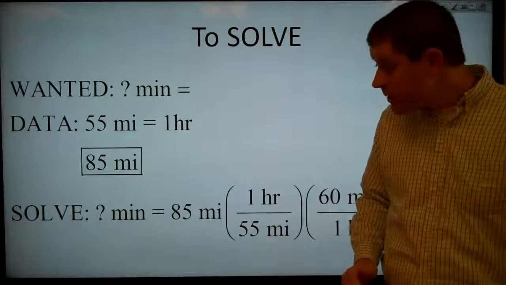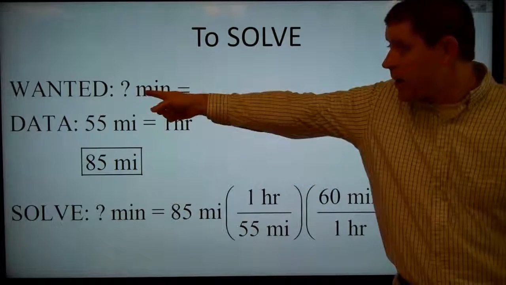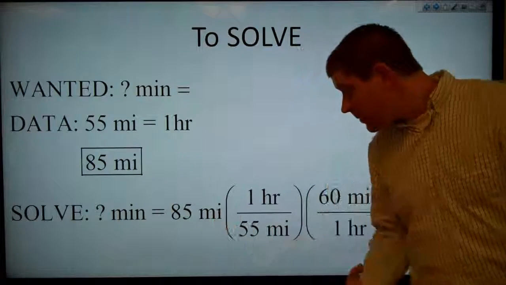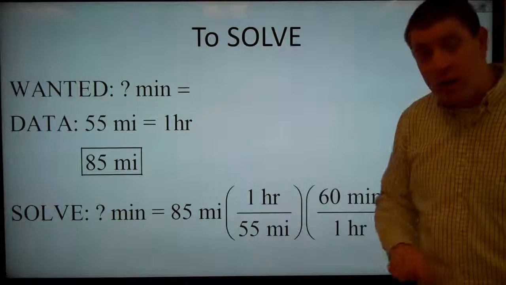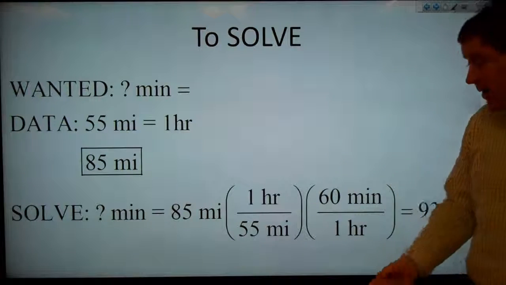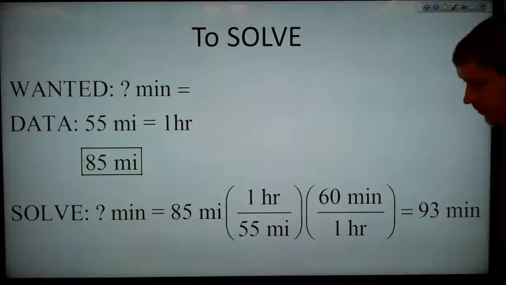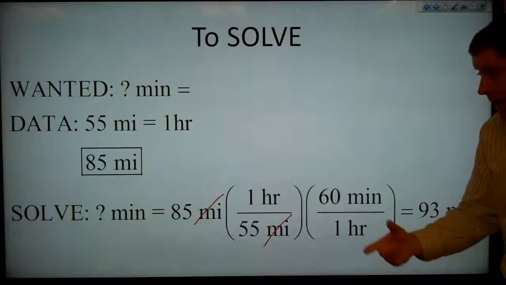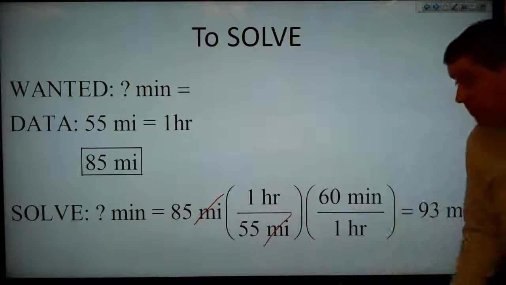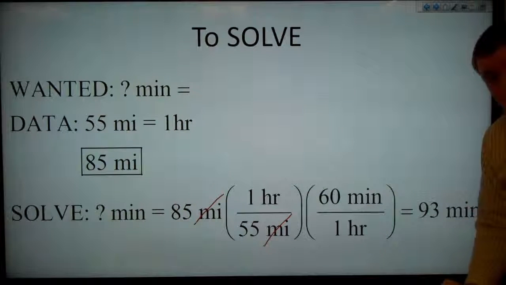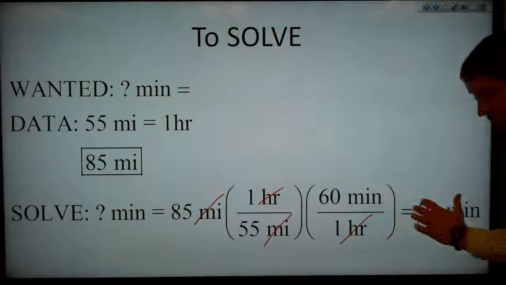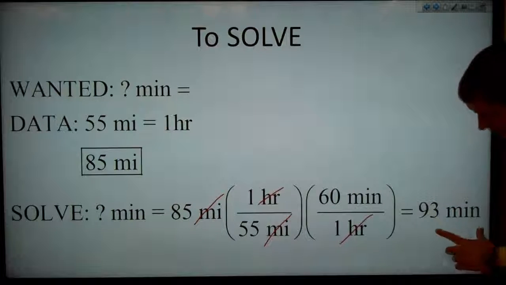So in our solve section, we're going to write question mark minutes, just like we wrote up here from our wanted, equals our given, 85 miles. Now we're going to use our 55 miles per hour, 55 miles equals 1 hour, as our conversion there. And that will cancel miles and give us hours. And now we're not looking for hours, we're looking for minutes. So we need to get rid of hours and multiply by a conversion that we already know, 60 minutes per hour. So hours will cancel and we'll be left with minutes. And our number math works out to be 93 minutes.